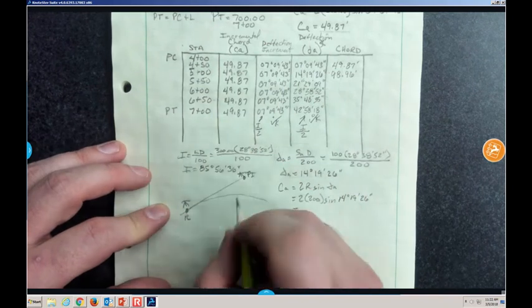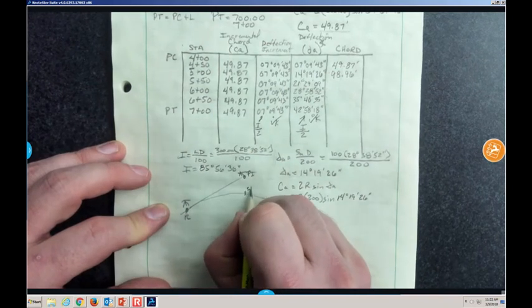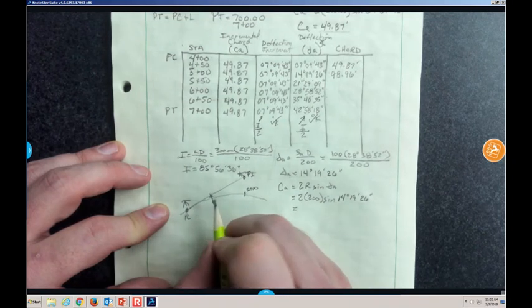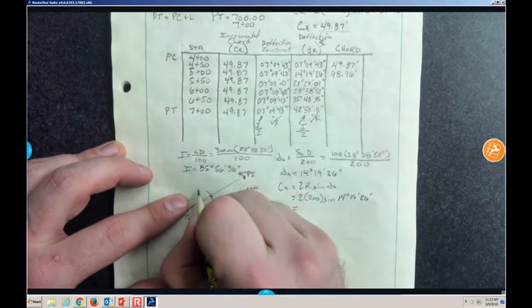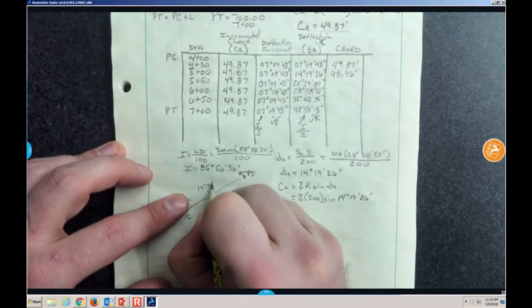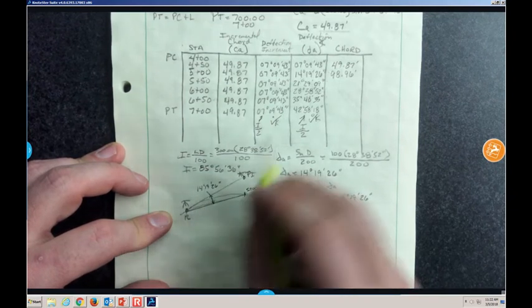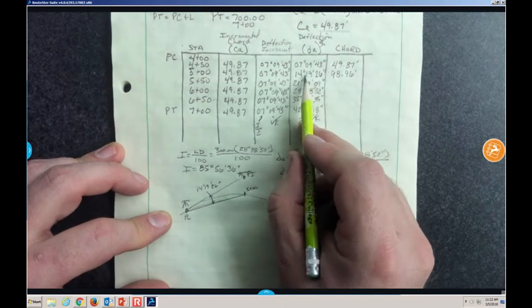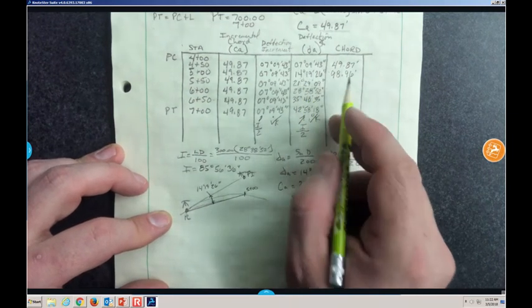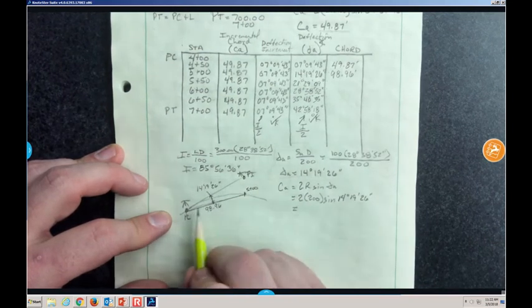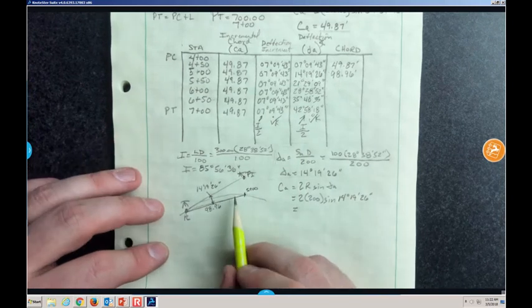Now, if I want to go out to 5 plus 00, I need to turn the angle of this angle of 14 degrees, 19 minutes, 26 seconds, okay, for my straight line chord here to 5 plus 00. So I got to turn 14.926, or 14 degrees, 19 minutes, 26 seconds, and go out a distance of 98.96 feet. And that gives me station 5 plus 00.